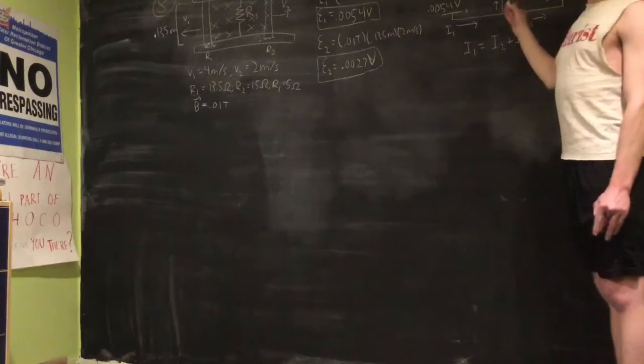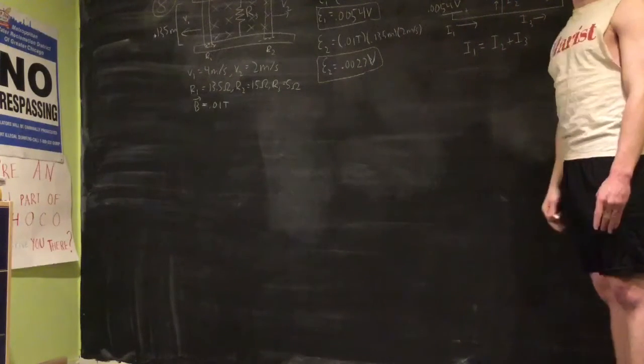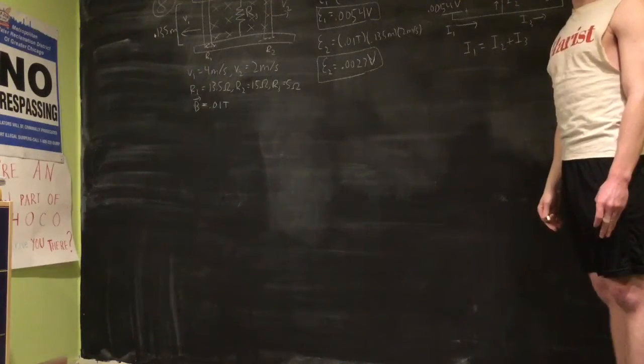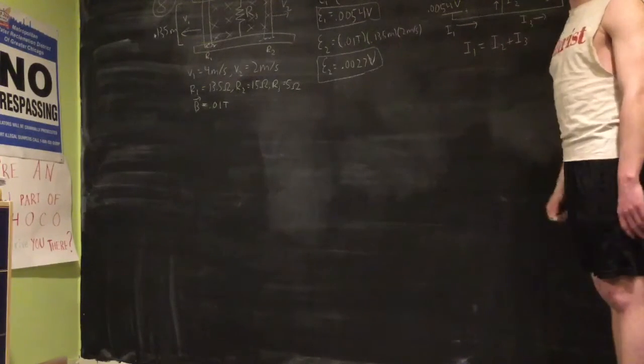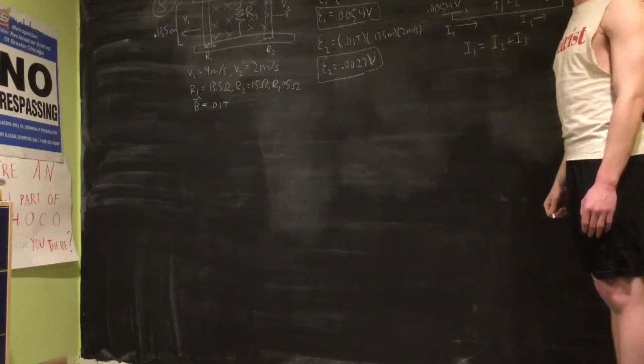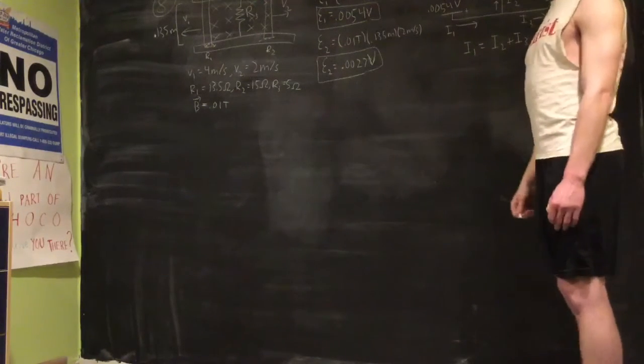So this is Kirchhoff's junction rule. You know how all energy has to be conserved? That's basically what this is. The stuff in must be the stuff out. Make sense? Okay. And now we're gonna do what's called the loop rule.